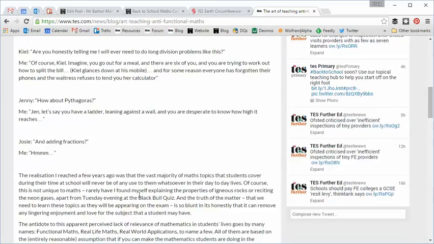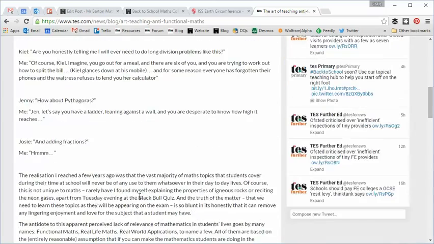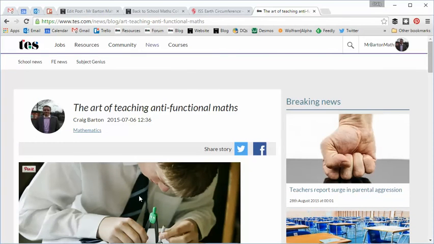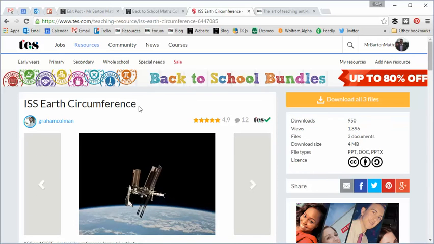So have a read of my article, and if you want to have a go at me on Twitter, then feel free. But hopefully you get the point that I'm trying to make, that often some lessons and some topics don't particularly lend themselves to real life applications. However, I'm always a big fan of including real life maths whenever it's appropriate, and this resource certainly shows that it can be completely appropriate and valuable and extremely useful.